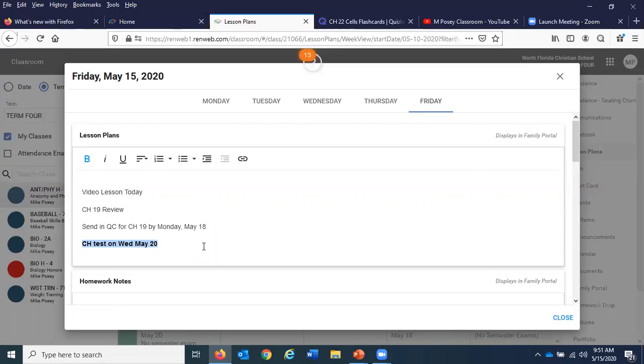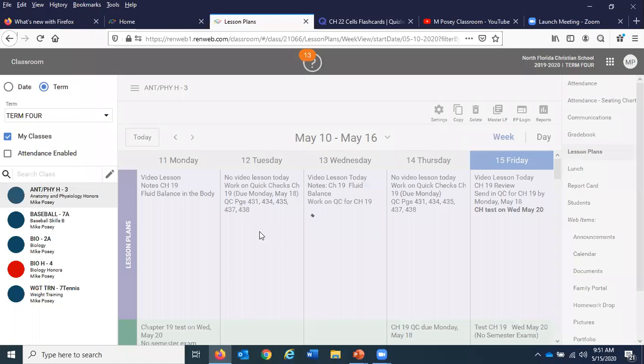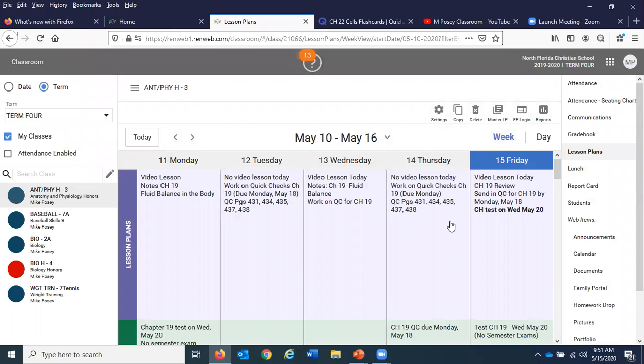It will be averaged in with the other chapter tests for the fourth 9 weeks, and then your semester grade will be the average of the third and fourth 9 weeks. Okay, so if you have a question about that, let me know. I don't have really anything for you on Monday or Tuesday, just study and send in the quick checks on Monday.